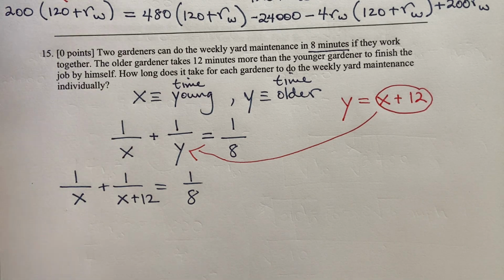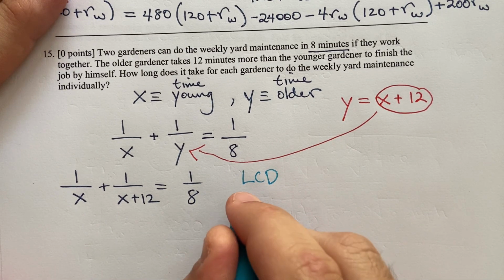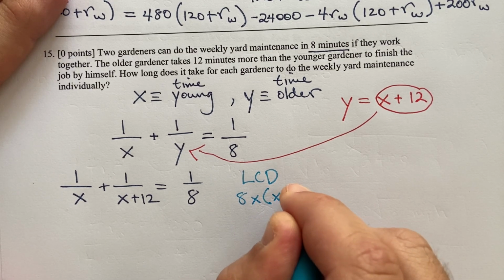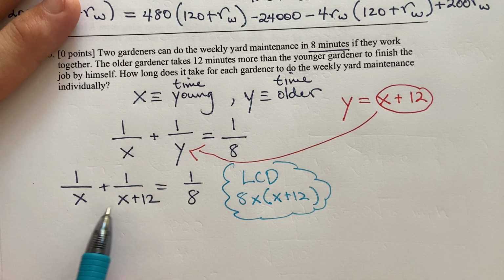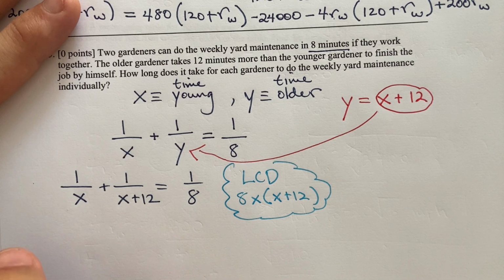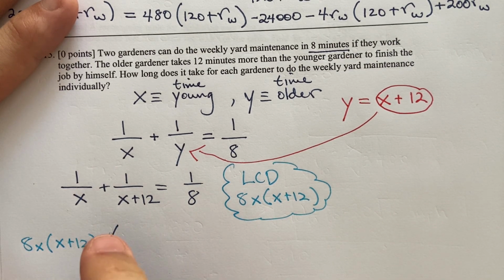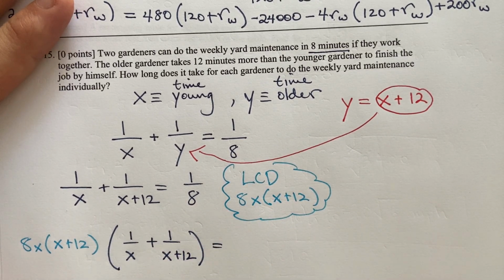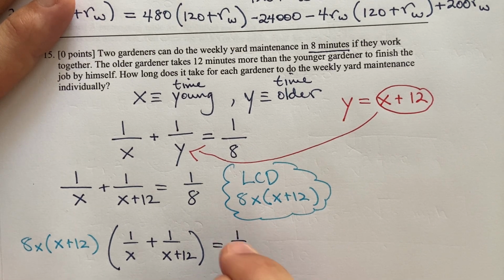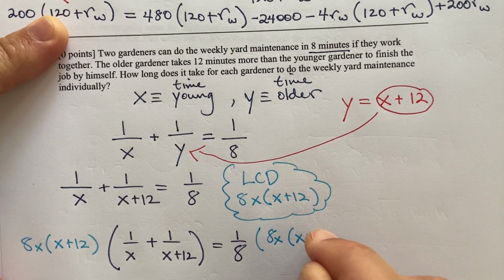So the least common denominator of all these fractions would just be the product of all the fractions, actually. So 8x times x plus 12. This will be my LCD. So I'll multiply both sides by that. So I'll have 8x times x plus 12 times this whole thing on the left, 1 over x plus 1 over x plus 12. And then same thing on the right, I'll have 1 over 8, but then times 8x, x plus 12.